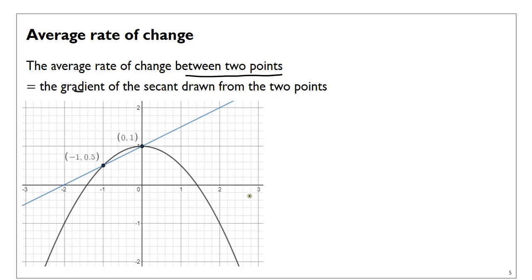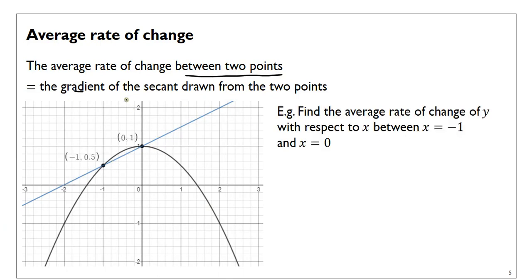So let's go back to this example. Let's say this is the graph of the function, and I want to find the average rate of change of y. So that's y, and this is x. The average rate of change of y with respect to x between x equal to -1, which is this point, and x equal to 0, which is this point. So this is the same as the gradient of this line, this blue line. This is the secant. I think I pronounced that incorrectly, but it's essentially the line that goes through the 2 points.